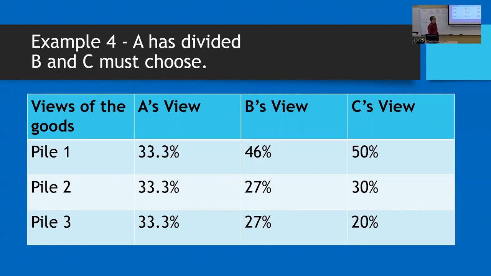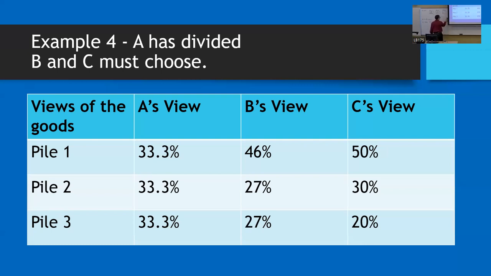So here's an example of one that doesn't lead to an option where everybody's happy. So A has divided, B and C say, well, I'm satisfied with pile one, but not with pile two or three.